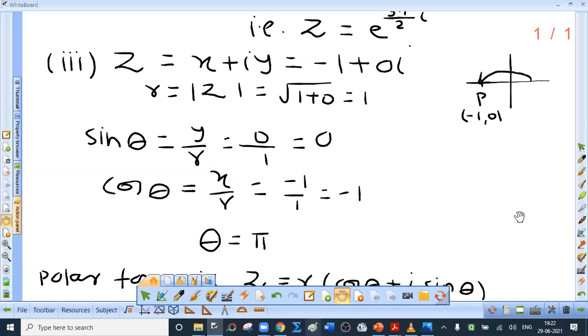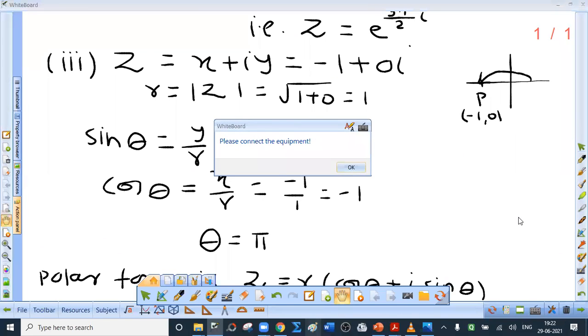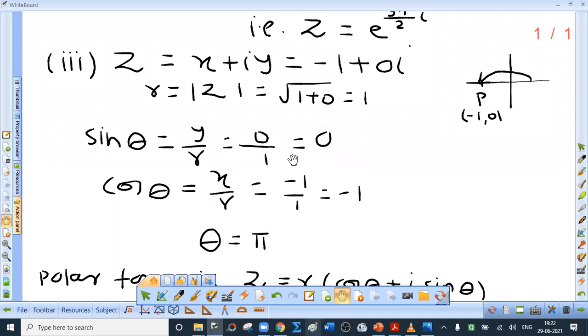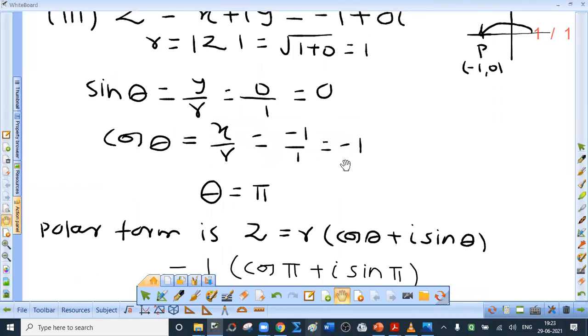Yes, so I'll explain this again. What is r? It is 1, the modulus. What is sin theta? y upon r, which is 0. What is cos theta? x upon r, minus 1. We haven't done trigonometry, but from this diagram, clearly the point lies on the negative x-axis. So theta is 180 degrees, that is pi radian.